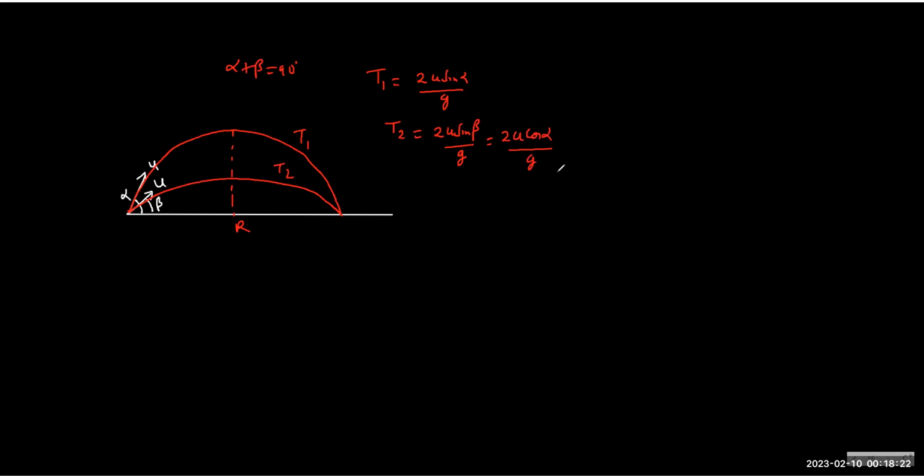So if T1, T2 is given, can we find u itself? Yes, sir. How to get u? Tell me. We can square and add. Exactly. To get rid of sin and cos, you simply square and add. And once you get rid of them, in such questions they will give you the time of flight and will ask you other parameters like alpha, u, range.